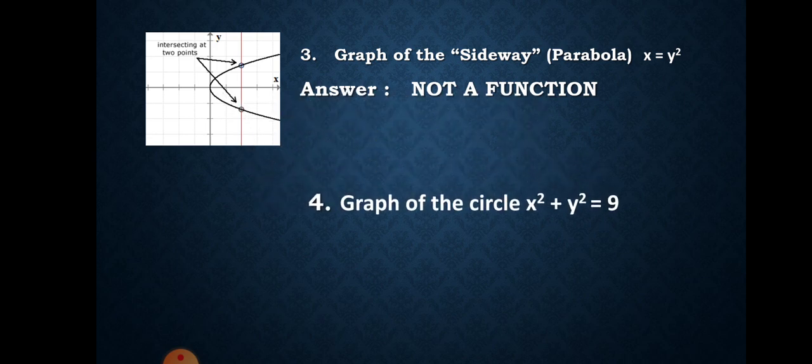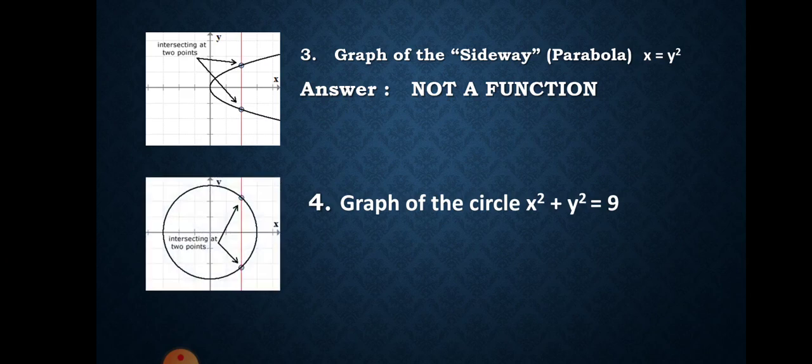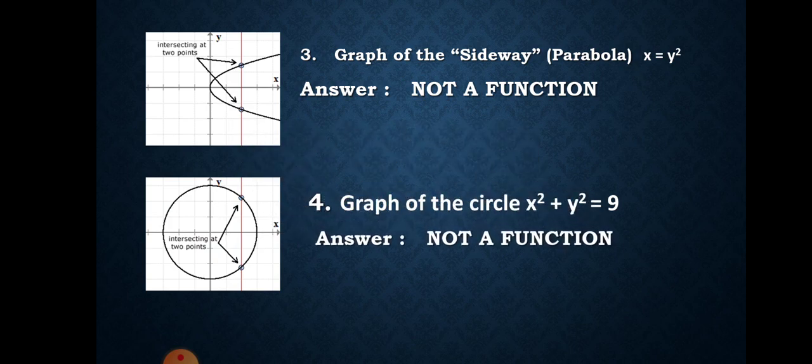Punta naman po tayo sa graph of the circle, x squared plus y squared is equal to 9. Ito po ang pinaka-itsura niya. Circle, gumuhit po tayo ng vertical line test at dalawa po ang points na kung saan sila nag-intersect. That is positive 2 x value, definitely that is not a function.